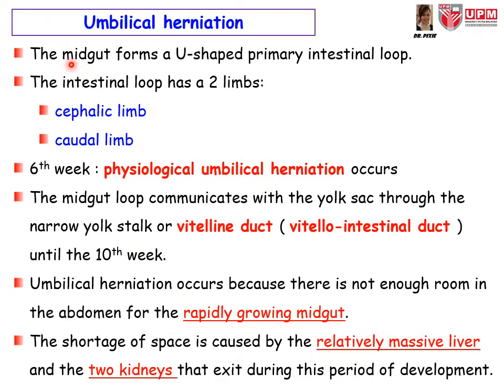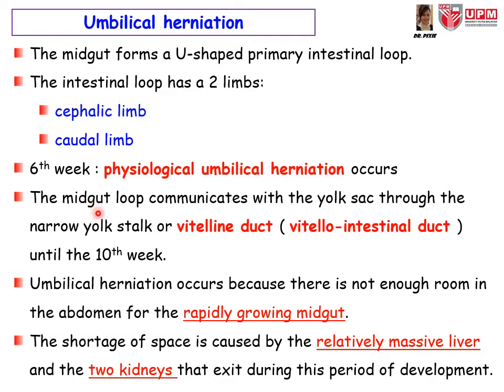When we talk about the development of the midgut, it is always important to remember the physiological umbilical herniation, which means it occurs during the normal condition. During development, the midgut forms a U-shaped primitive or primary intestinal loop. This loop has two limbs, and using the vitelline duct, which is connecting to the yolk sac, as the landmark, the limb before the vitelline duct is called the cephalic limb or the cranial limb. The limb after or below the vitelline duct is known as the caudal limb.